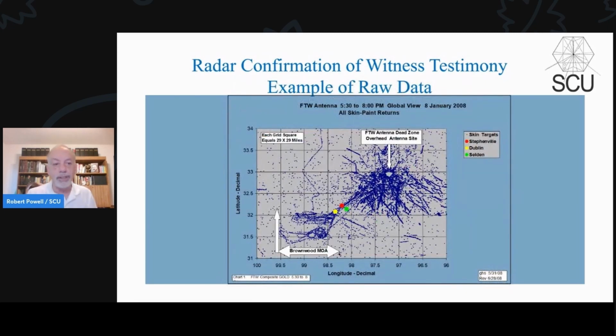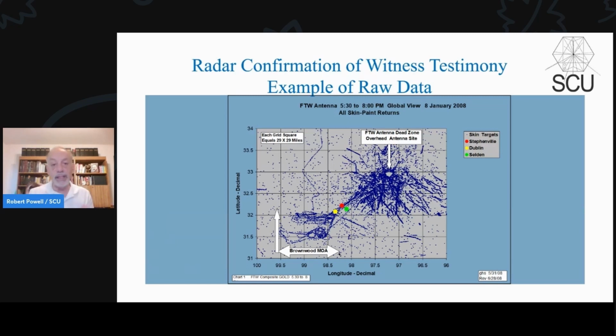So now what I want to show you, we obtained the radar data. So now let's look at confirmation of what the witnesses reported to us. This slide is just one of 5 radar sites where we obtained information. What you're looking at is a geographic area about the size of Great Britain. So this is a lot of radar data that covers a huge area of the country. Every one of those blue dots that you see is a specific radar track that was received. The radar is rotating every 10 seconds.